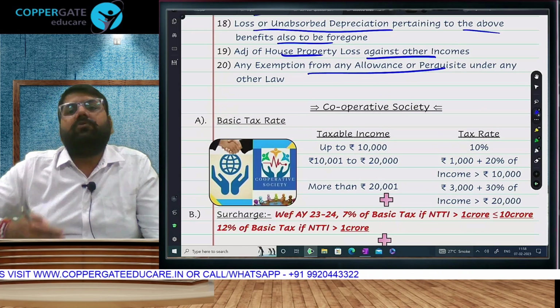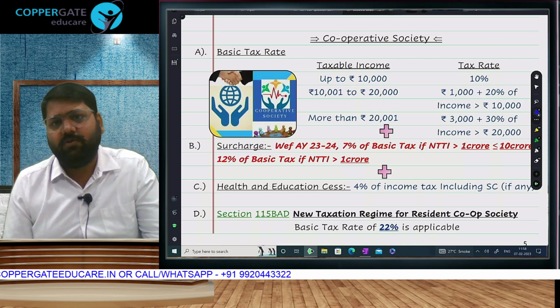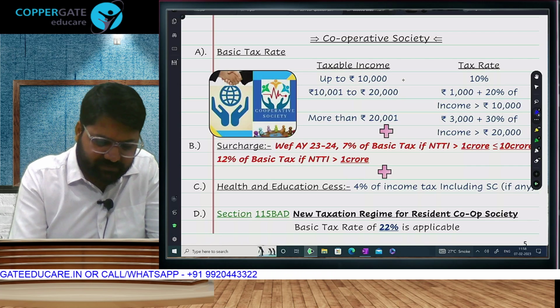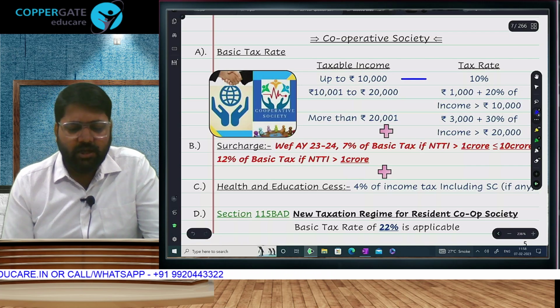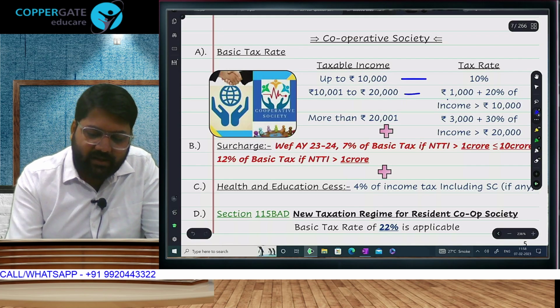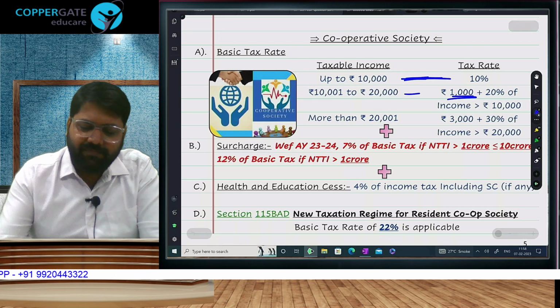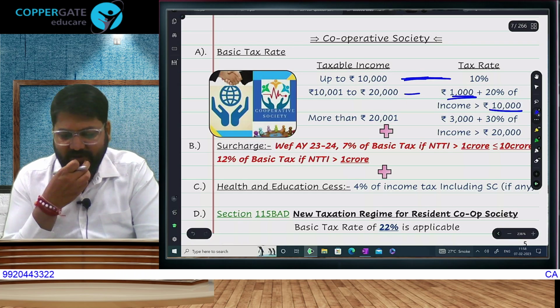Moving on, now we go to the tax rates of cooperative society. First old regime, then we go to the new regime. Old regime is very simple. There is no basic exemption limit. So up to 10,000, 10%. After 10,000 up to 20,000, 1,000 कैसे आया? ये 10,000 का 10% is 1,000, no? 1,000 plus 20% on the excess over 10,000.